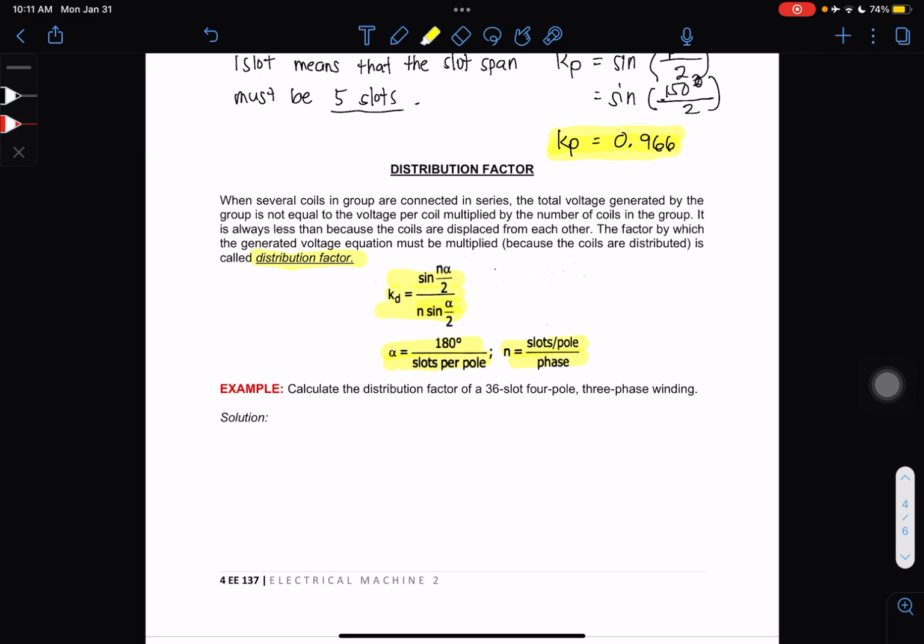So what is alpha? Alpha is the number of electrical degrees between adjacent slots. So let's write here. KD is the distribution factor. Take note that our factor is in decimal value. N is the number of slots, and alpha is the number of electrical degrees.